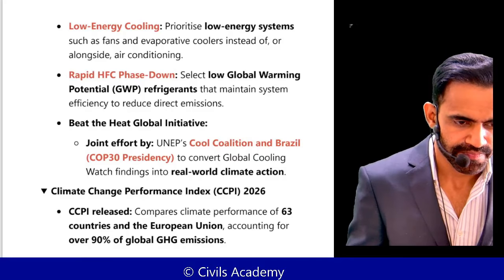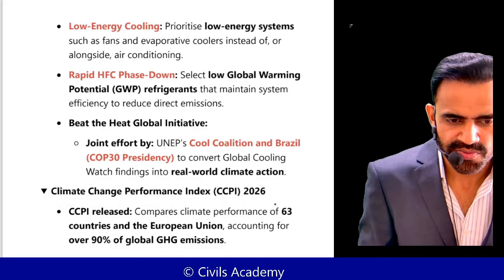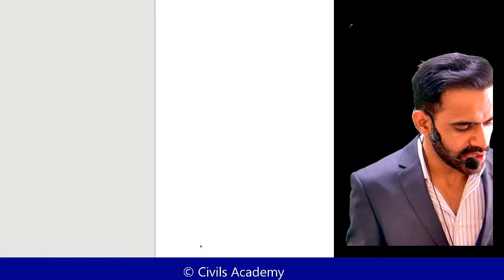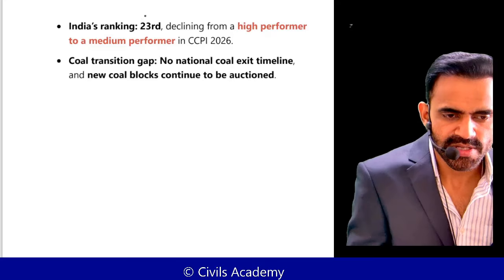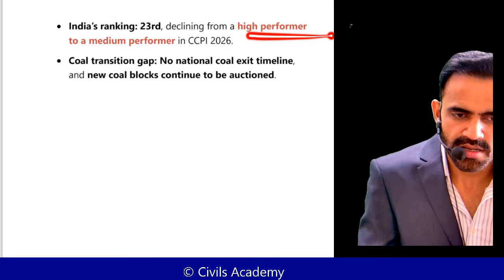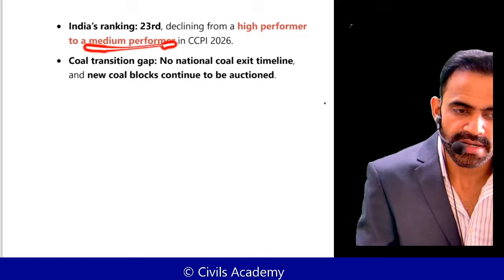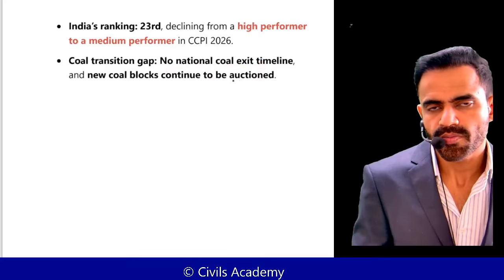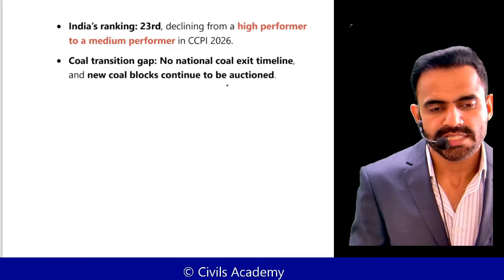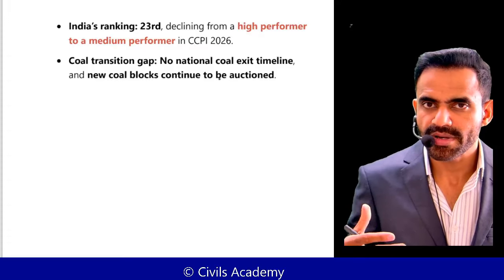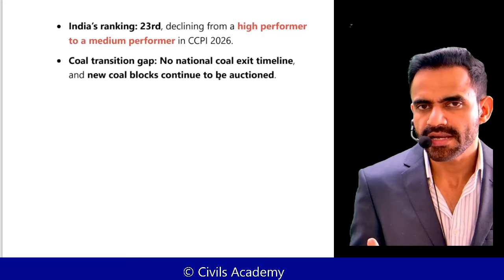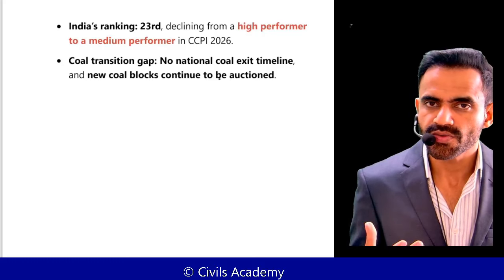Okay. Next is the Climate Change Performance Index. So this is an index covering roughly 90% of the global emission. Now just understand the performance of India. India is on 23rd rank. Previously we were in the high performer category. Now we are in the medium performer category. The problem is that we don't have any national coal exit timeline. That means by what time we will stop using coal. Why are we not specifying any timeline? Because we started very late. We are a developing country. We need resources for our development.